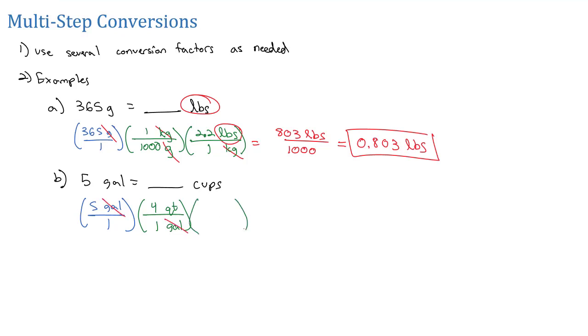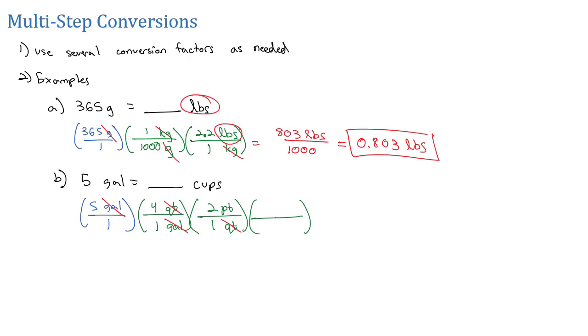But I don't want quarts. I want cups, so we keep going. To get rid of quarts, they're on top. I'm going to put them on the bottom. Looking at my conversion sheet, what I can convert quarts into is pints. I see there are 2 pints in 1 quart, and now the quarts divide out, leaving the pints. But I don't want pints, so we keep going.